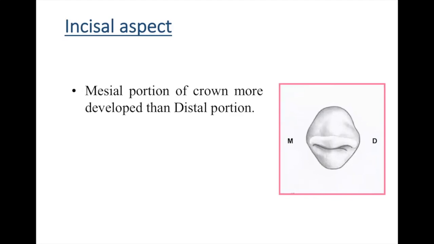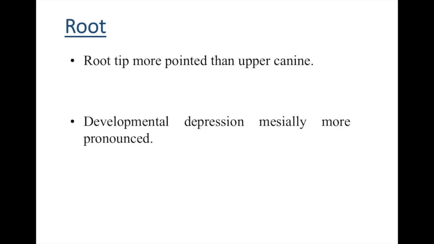Mesial portion of crown is more developed than distal portion from the incisal aspect. So this is your mesial portion and this is your distal portion of crown. The root tip is more pointed than maxillary canine. And developmental depression, I've already told you, mesially they are more pronounced.